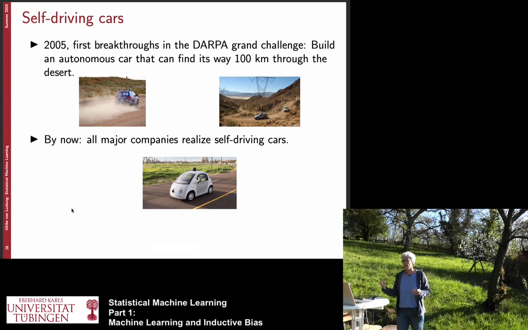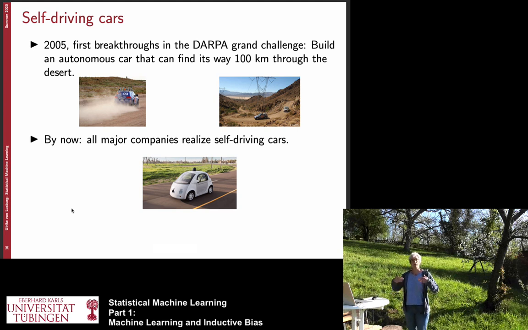In 2005, people had been trying to build self-driving cars for many, many years, and the first very important breakthrough happened in 2005 when there was a race where cars were supposed to drive autonomously through a desert for 100 kilometers. They all started at the same point and just got the GPS coordinates of the point where they were supposed to go. And for the first time in 2005, one single car or a couple of cars managed to solve this challenge.